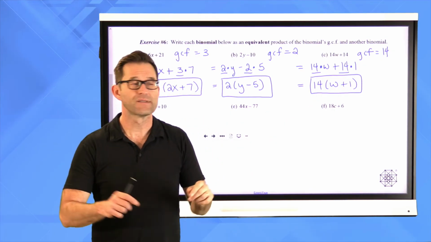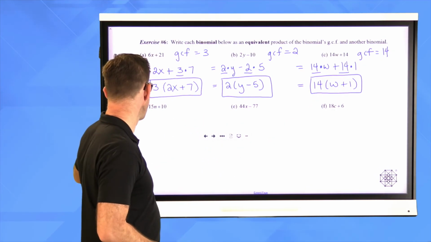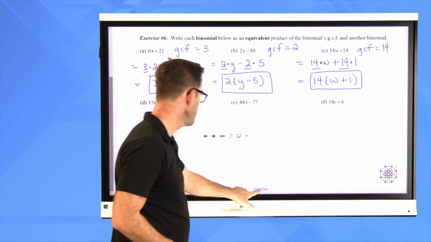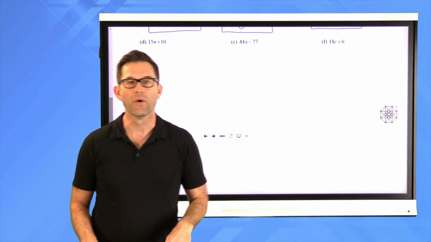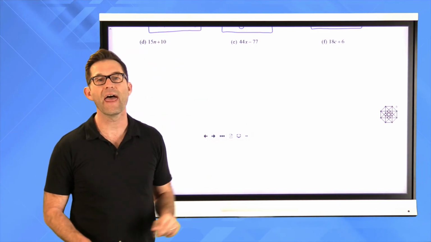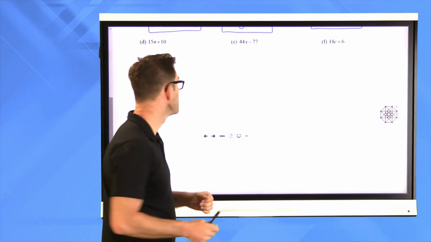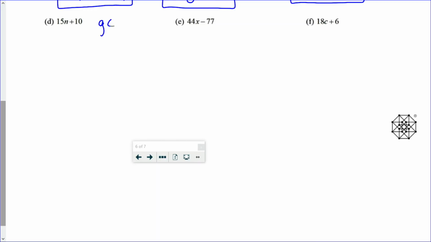All right, let's take a look at letter D. Let's bring this second line up to the top. Now we're going to extend the page a little bit and get it into view. There we go. All right, so next problem. We've got 15n plus 10. In this case, the GCF is equal to 5. We've got 5 times 3 times n plus 5 times 2. We can then factor that 5 out, and we get 5 times 3n plus 2.